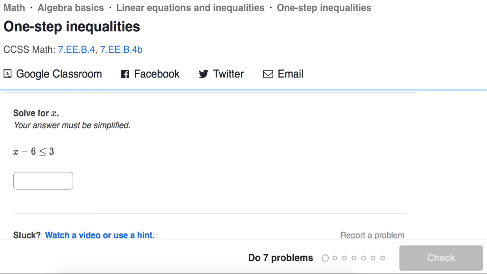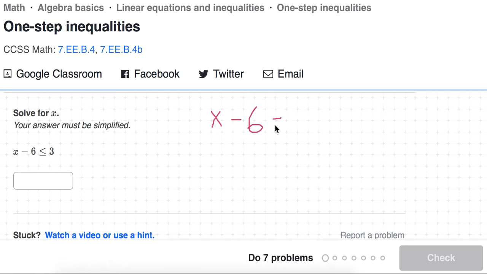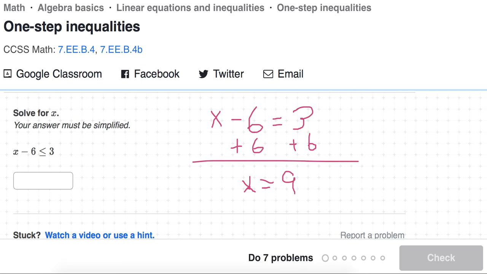x minus 6 is less than or equal to 3. So again, if we were solving the equation x minus 6 equals 3, we would add 6 to both sides and get that x equals 9. Well, we're going to do the exact same thing, only instead of an equal sign, it is going to be a less than or equal to sign.